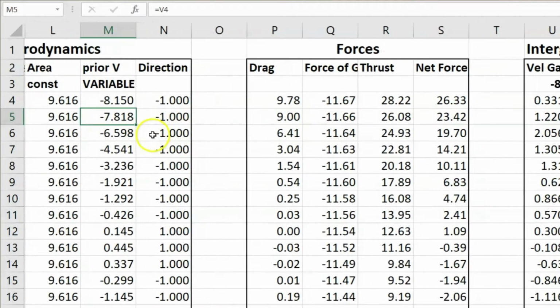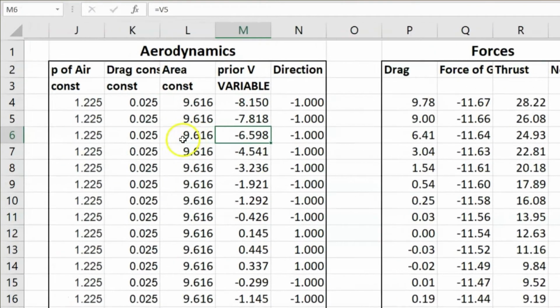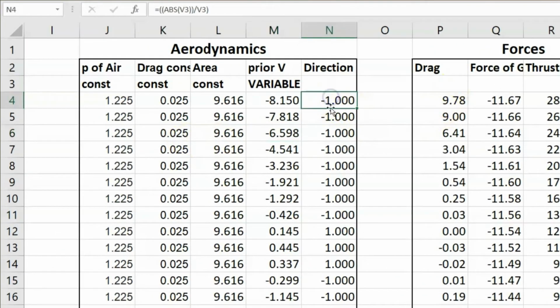And for direction, aerodynamic drag always acts opposite to your angle of attack, I guess, or to your velocity vector. So if you're traveling up, your aerodynamic drag would be pushing you down. In order to get a number for that, I just took your velocity, took the absolute value of your velocity and divided it by your velocity, and that would give you your direction.